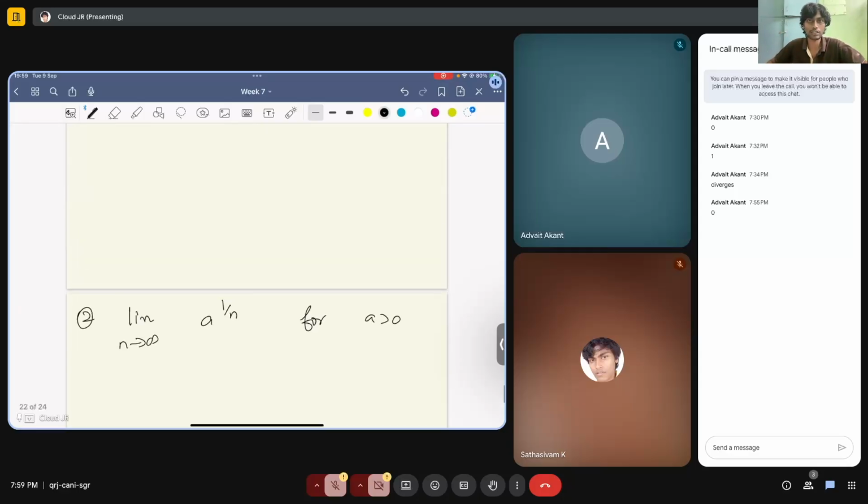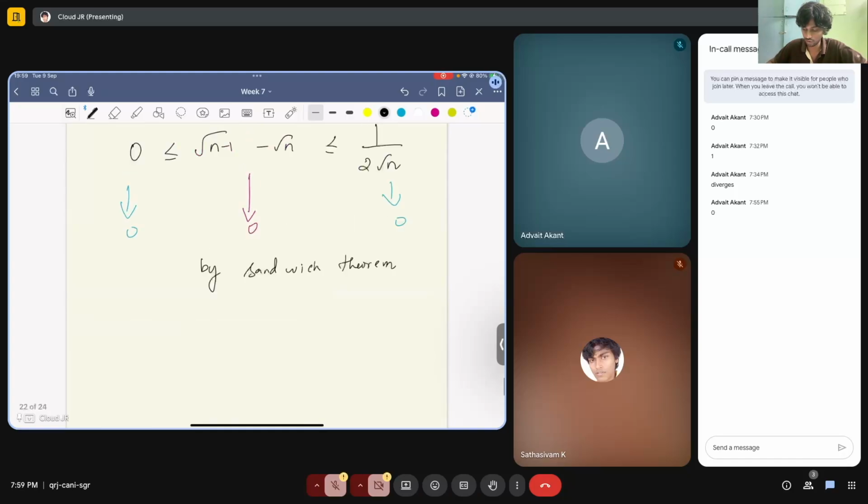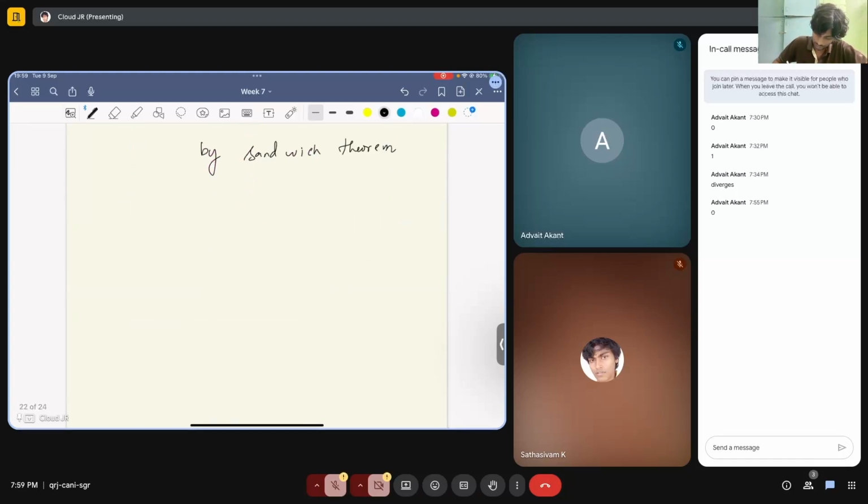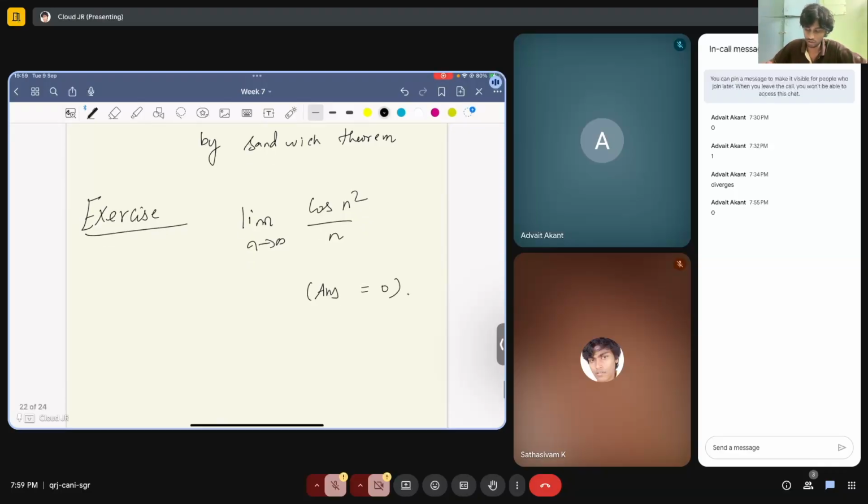Okay, maybe I will leave one exercise which I may not have time to do. It will be very easy. So probably find the limit as n tends to infinity of cos n square by n. And the answer is, if you want to look at the answer, it's 0. But you have to figure it out.